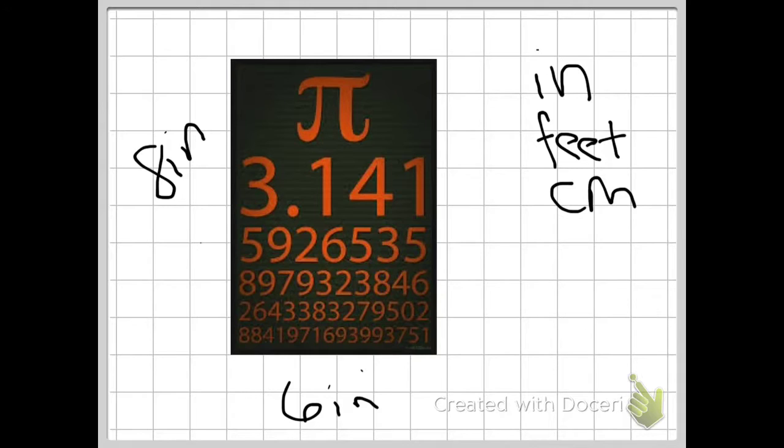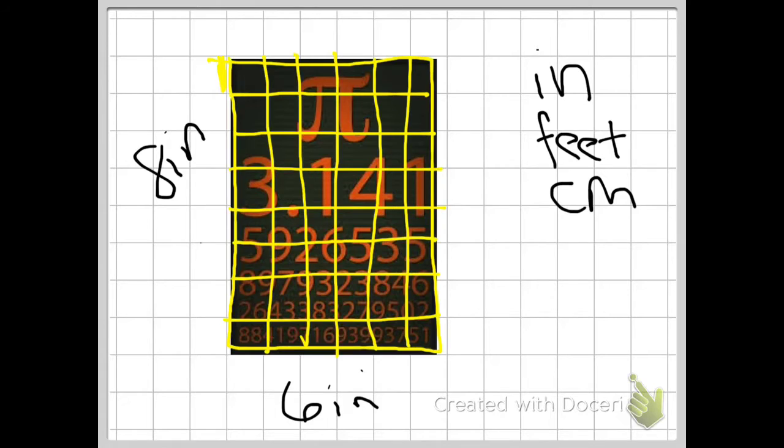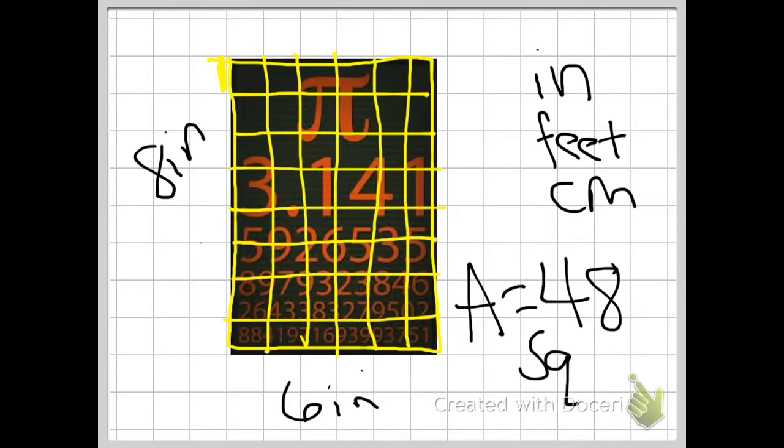When I line it up on this inch grid, each side of one of these inch squares represents 1 inch. And if I wanted to find the area, I could just fill it in and count the squares. If I were to count all of these squares, I would know that the area of this poster equals 48 square inches because each side equals 1 inch. And when you make them squares, they're square inches.